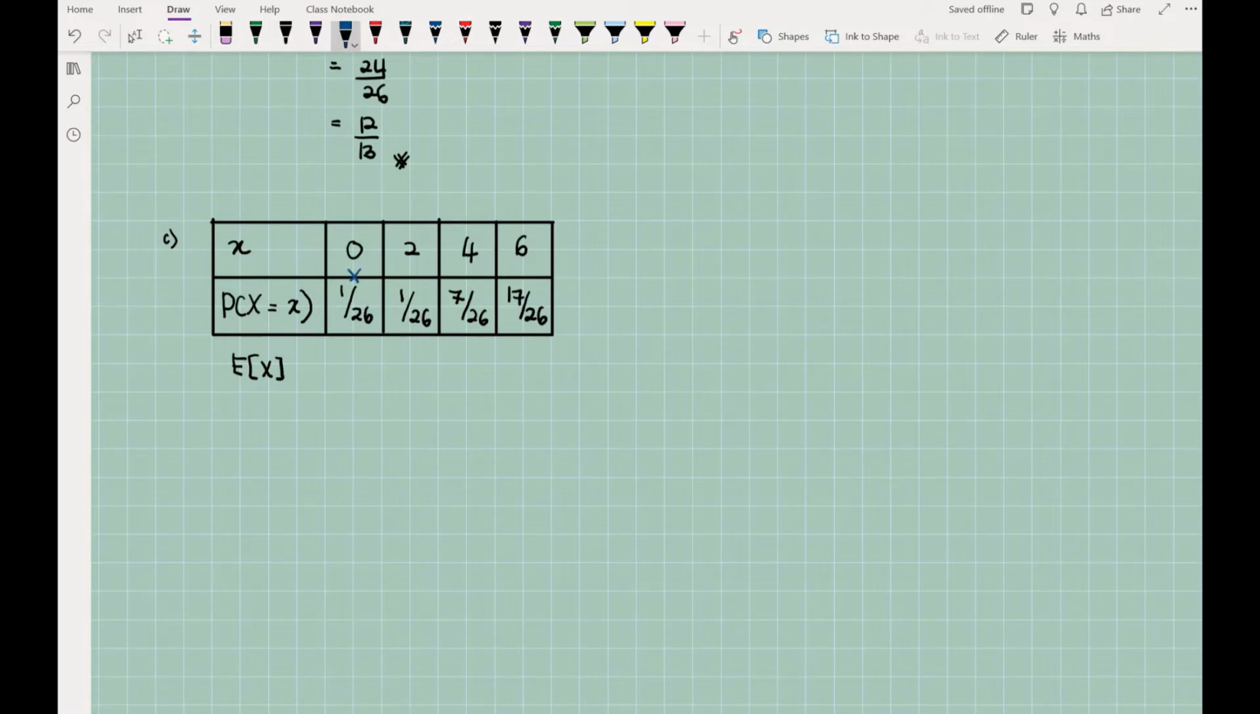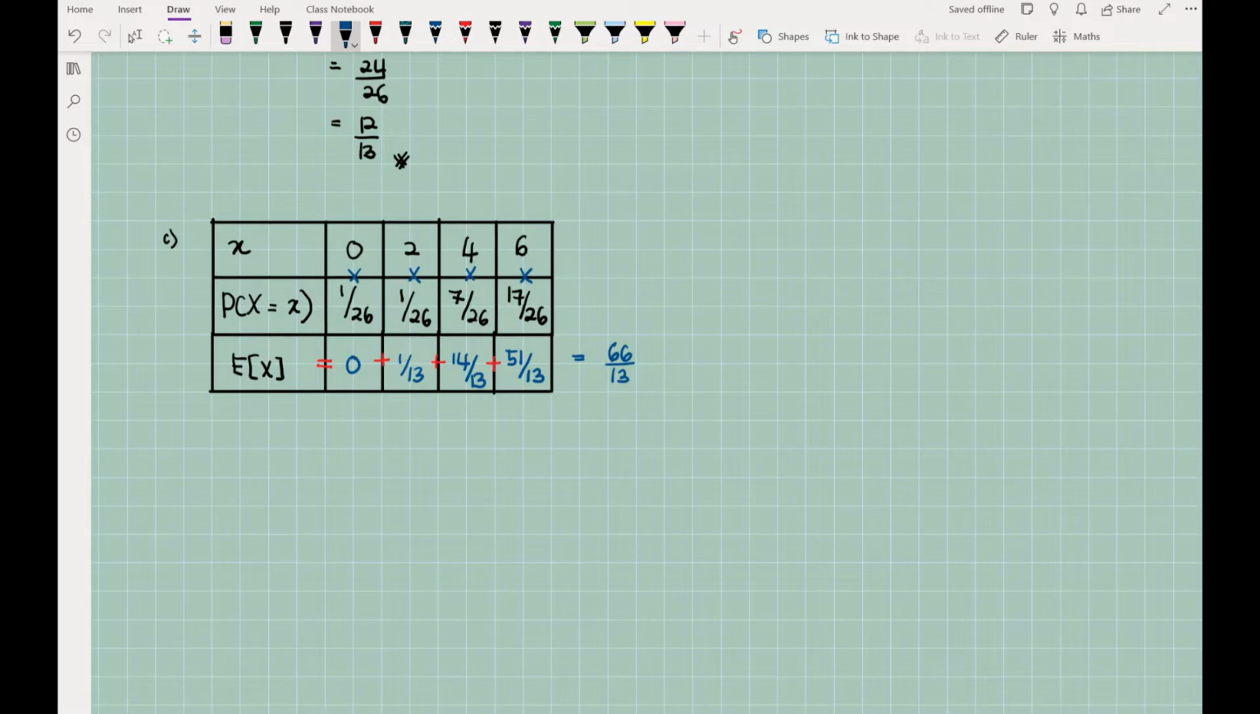I'm going to multiply these two rows. Okay, and apa yang saya akan dapat adalah seperti berikut. Yang mana now I've multiplied 0 and 1 over 26 and so on. So the value that I get here is actually the expected value of x is equal to 0 plus 1 over 13 plus 14 over 13 plus 51 over 13. And that should be equal to, this will be my answer next to the table. So my answer is 66 over 13.